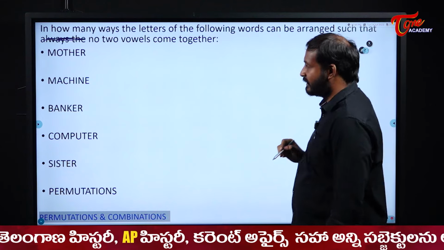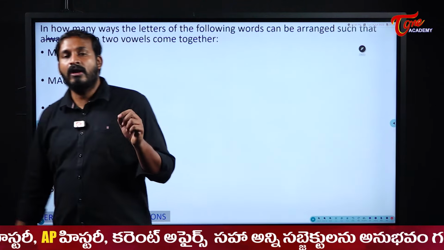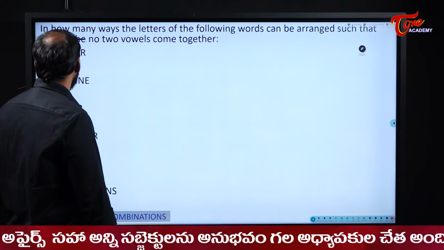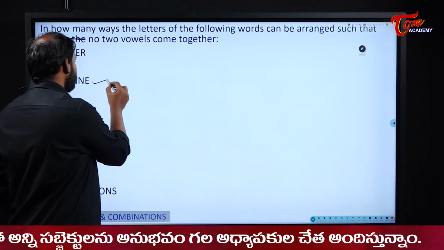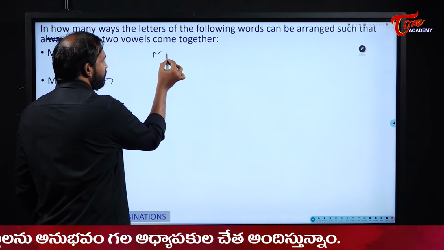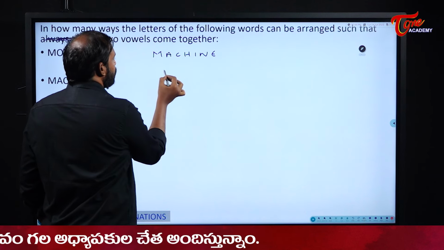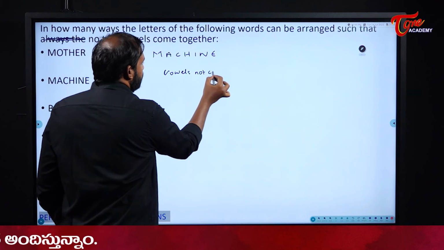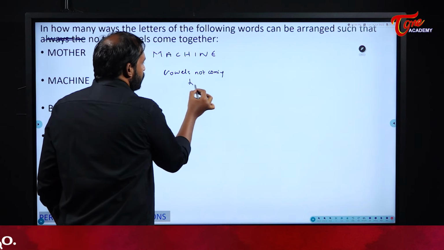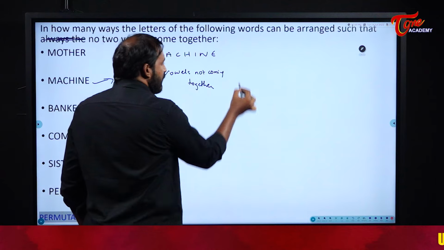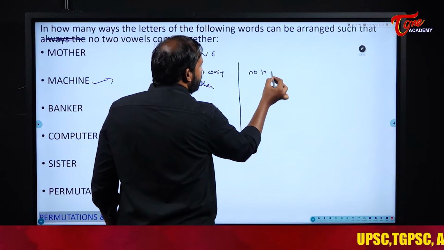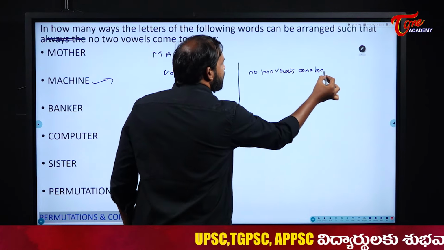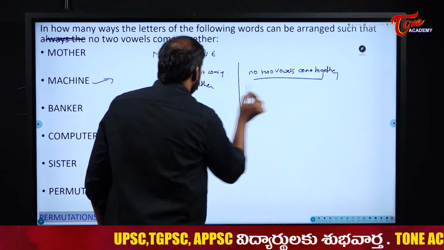Now what will happen here? See here, students. All vowels not coming together and no 2 vowels coming together. Let me explain the difference between those 2 things. Please see here this machine. I will take this machine example. Vowels not coming together is one case, and no 2 vowels come together is another. Please try to understand the difference between these two conditions.